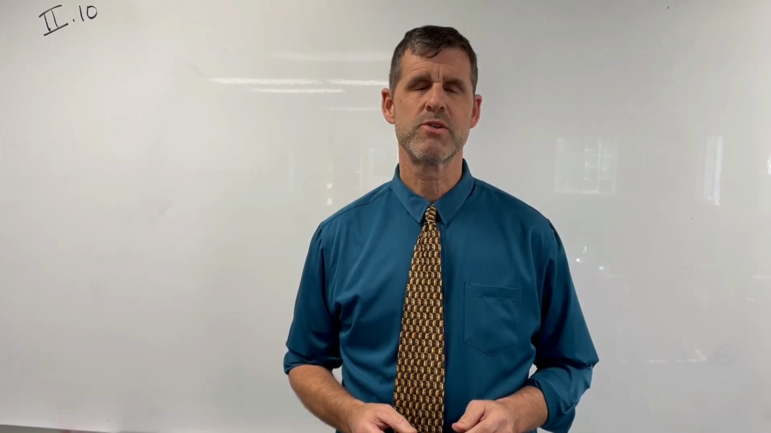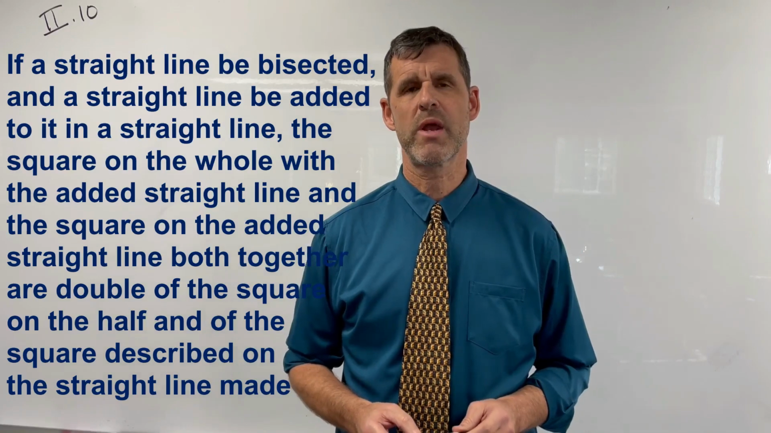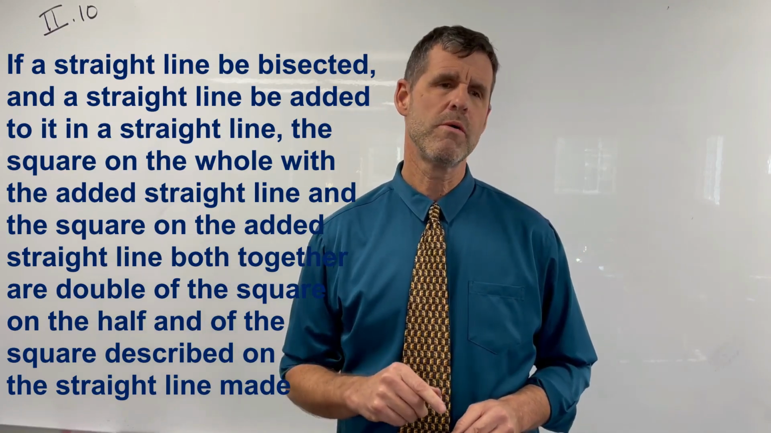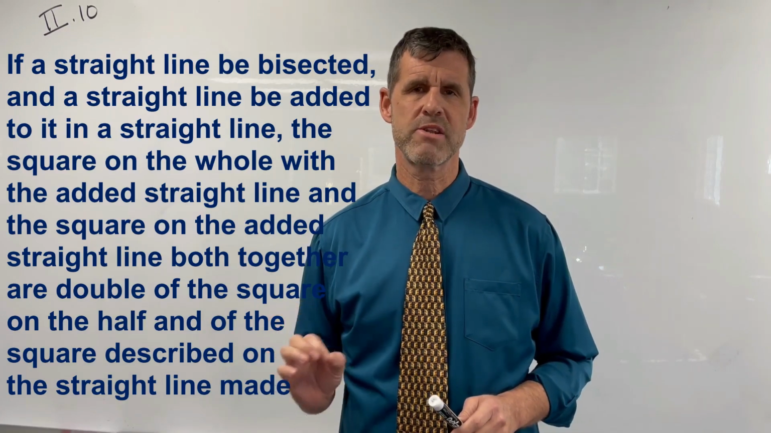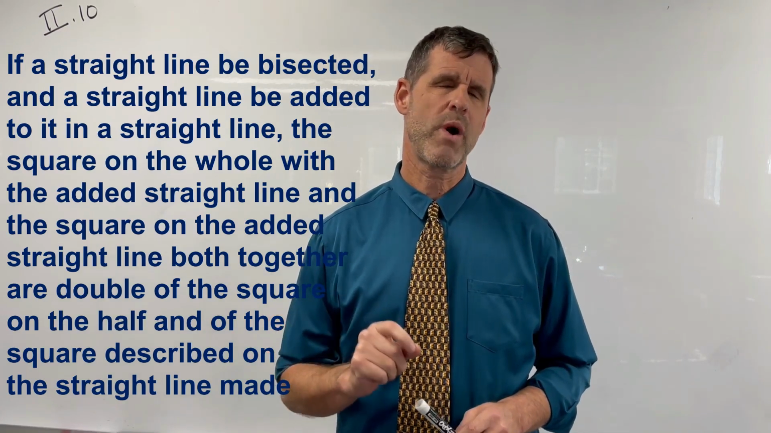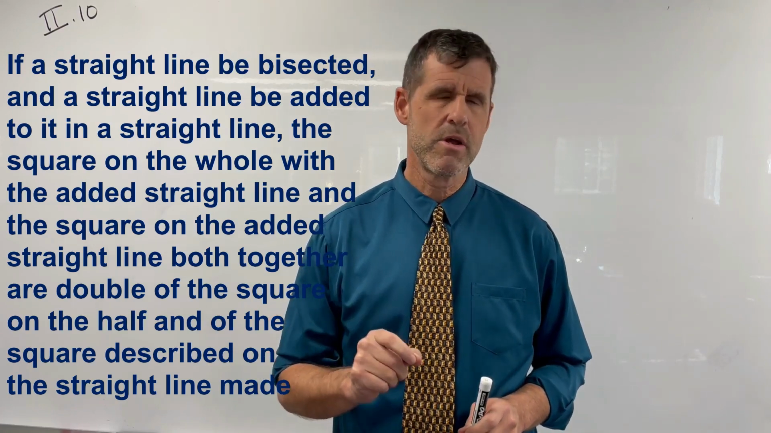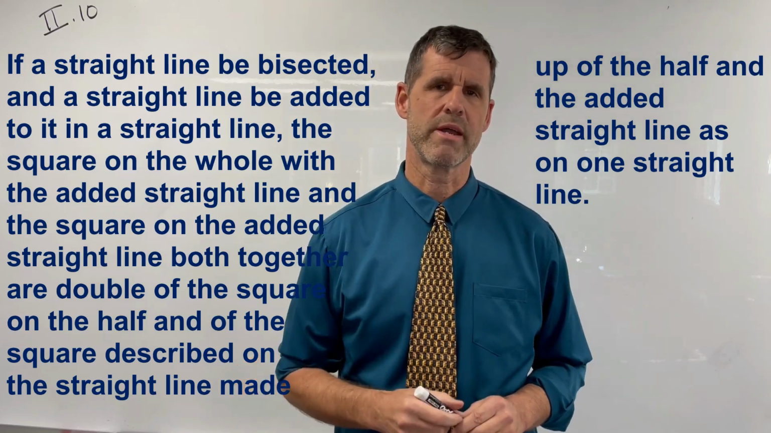Euclid's Elements, Book 2, Proposition 10. If a straight line be bisected and a straight line be added to it in a straight line, the square on the whole plus the added straight line plus the square on the added straight line is equal to twice the square on the half plus twice the square on the half plus the added straight line as on one straight line.